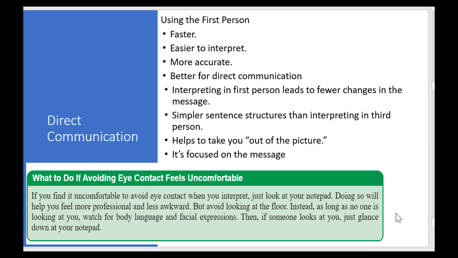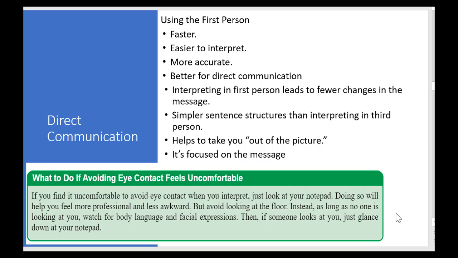And so it does give you a little bit of a tip and says that you can look at your notepad if you feel uncomfortable. That's just a tip to help you redirect the eye contact. Now, we learned in the previous module that gestures and body language carry meaning, as do facial expressions. So we don't want to miss any of that information.